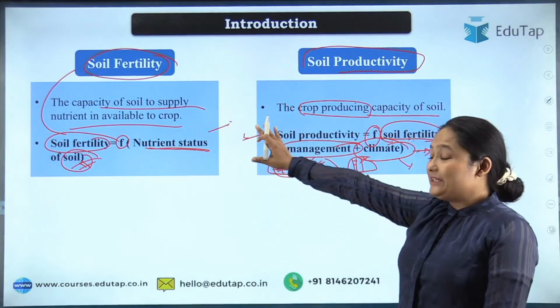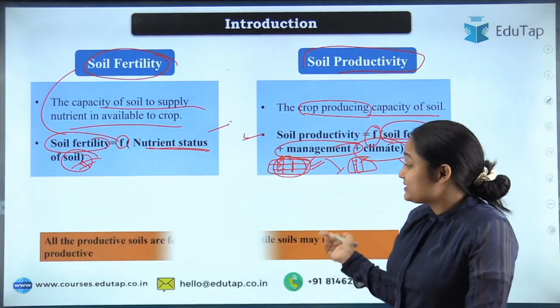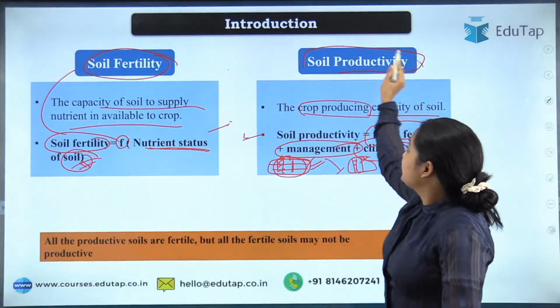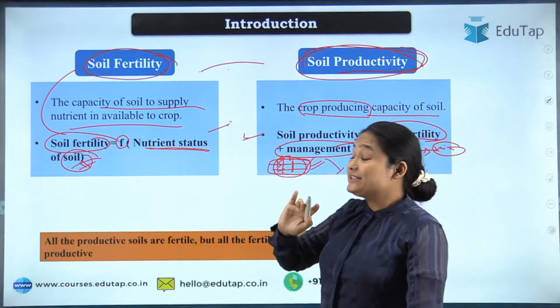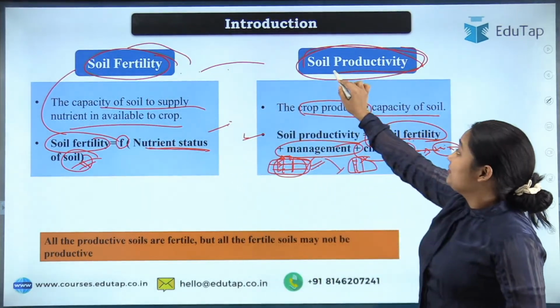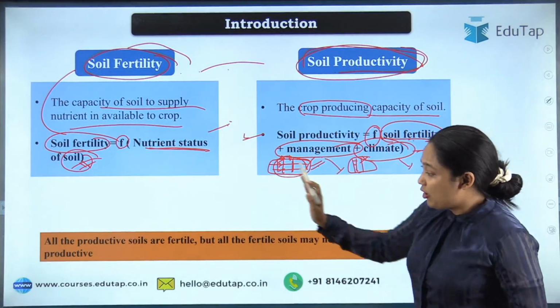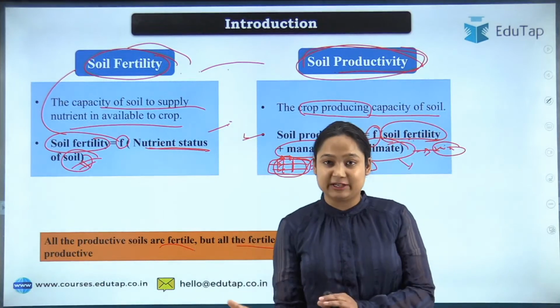So by the factors we have discussed, we can say one thing: if your soil is productive, you can naturally say your soil is fertile. But you can't say that, okay, my soil is fertile, that means my soil is also productive. So all productive soils are fertile, but all fertile soils may not be productive.